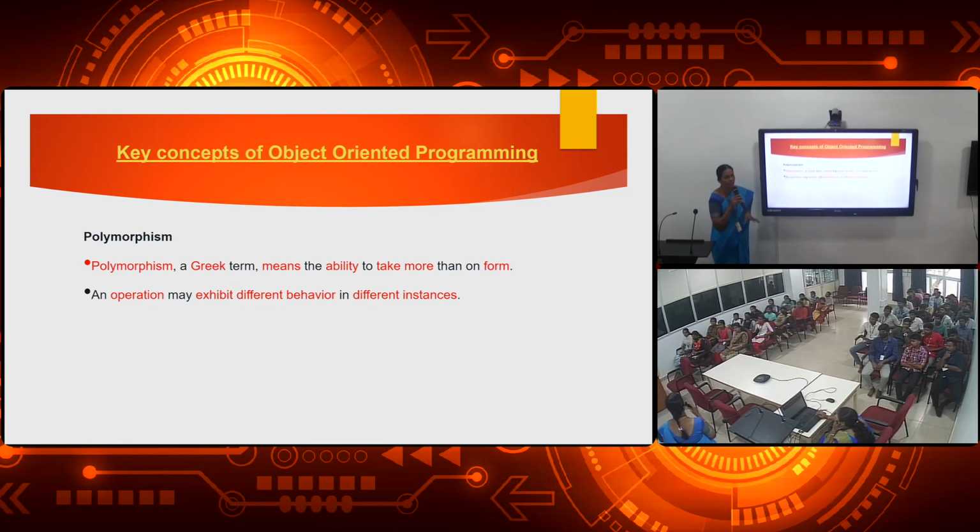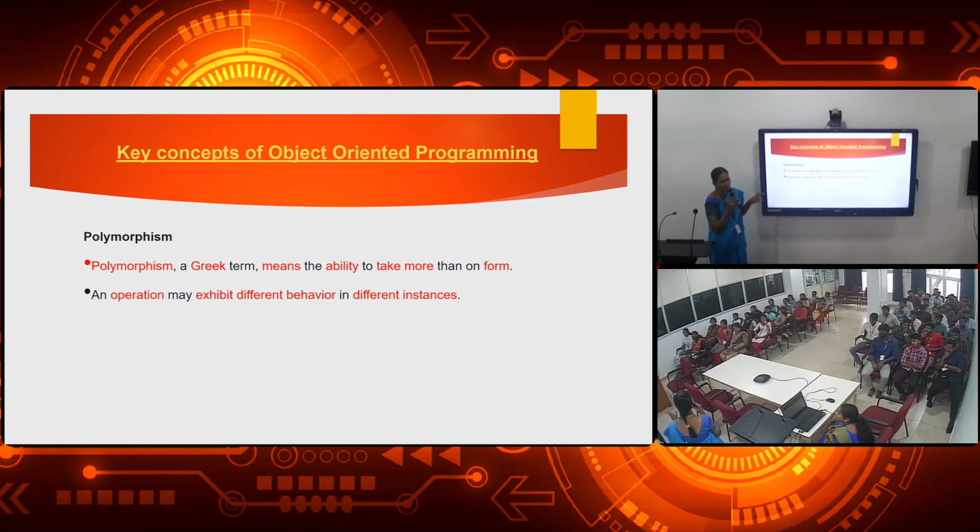from the given single form. So it is going to be exhibiting different forms, means it is going to be exhibiting different behavior and actions, depending upon in what way you are going to be taking. That is what is going to be known as polymorphism.